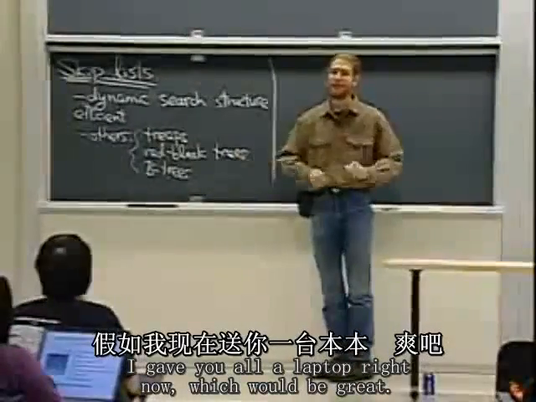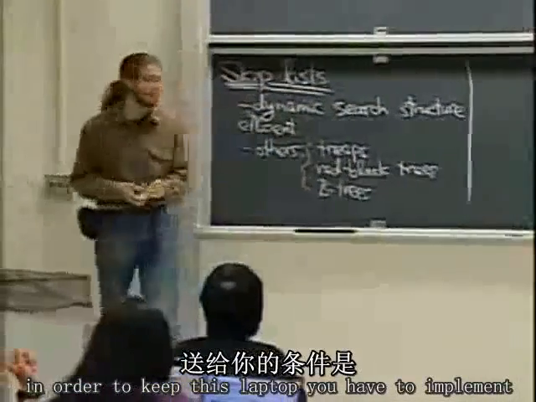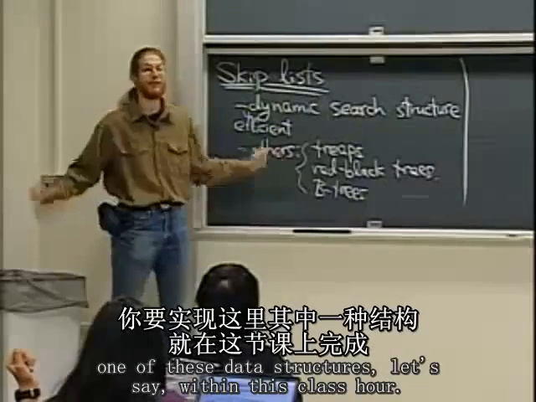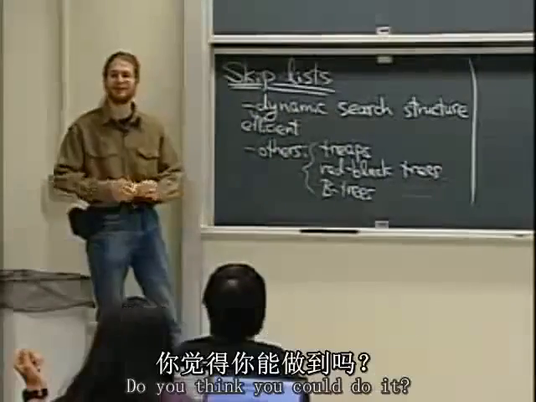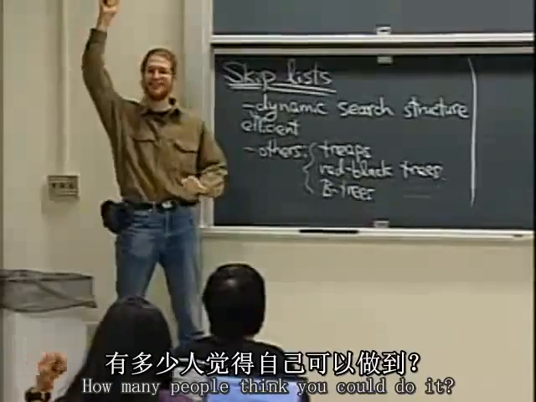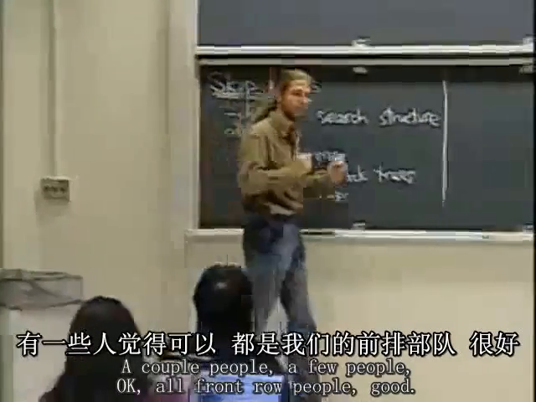So the question I want to pose to you is, suppose I gave you all a laptop right now, which would be great. But then I asked you, in order to keep this laptop, you have to implement one of these data structures, let's say within this class hour. Do you think you could do it? How many people think you could do it? One, a couple people, a few people, okay. All front row people, good.